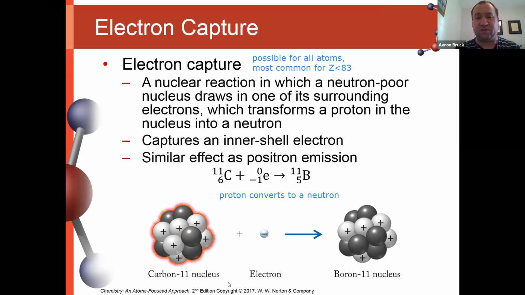But in terms of transmutation reactions, we can treat them in the very same manner as before. All of the mass numbers add up. So 11 plus 0 on the reactant side equals 11 on the product side. 6 plus -1 gives us the 5 on the product side, which is how we determine that it's boron.